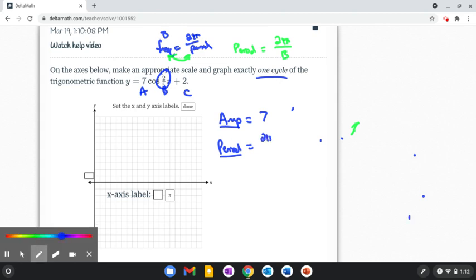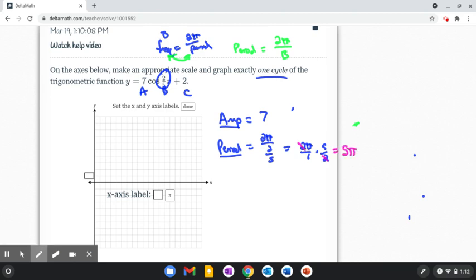So in this case, that's going to be 2 pi over 2/5. Then we flip and multiply. I'll write it out for you. It's going to be 2 pi over 1 times 5 over 2. That gives us 10 pi over 2, or you can just see that these 2's cancel, leaving us with 5 pi. So our period is 5 pi.